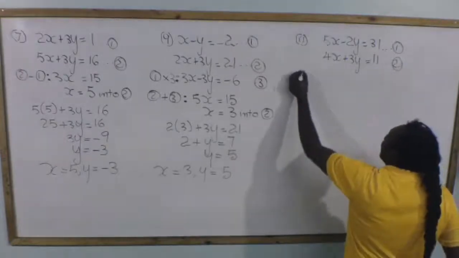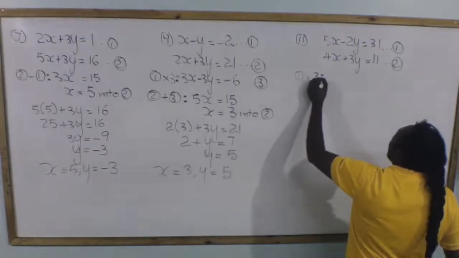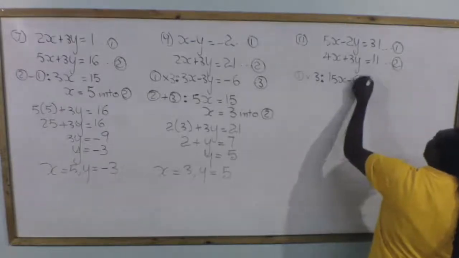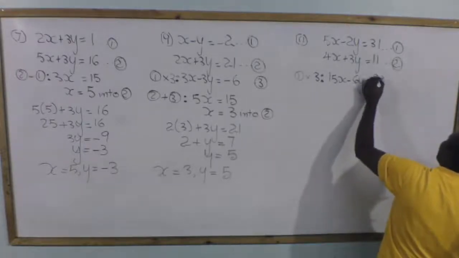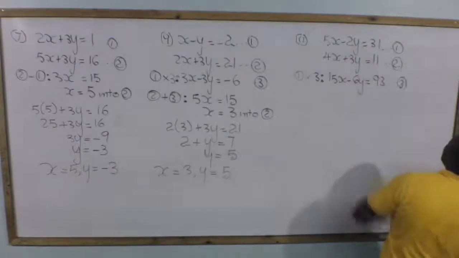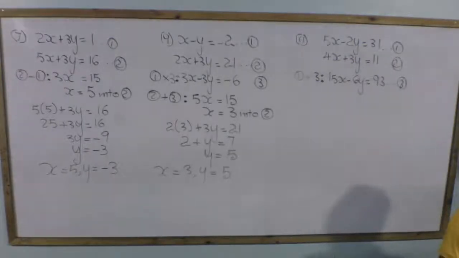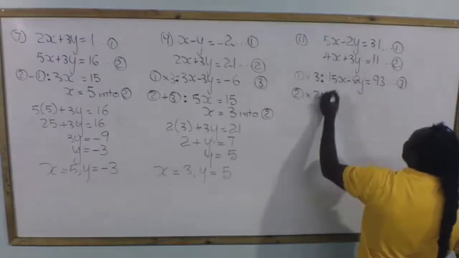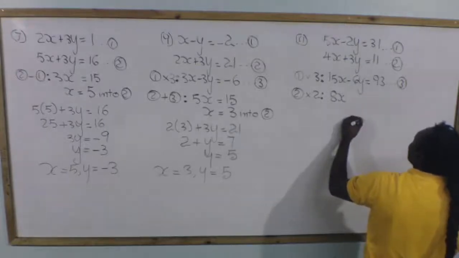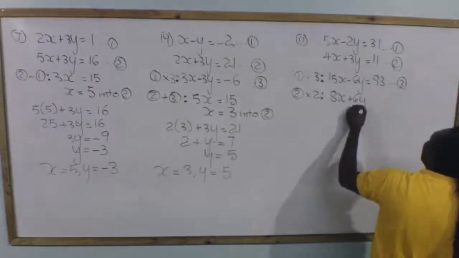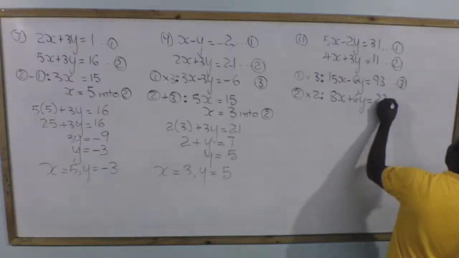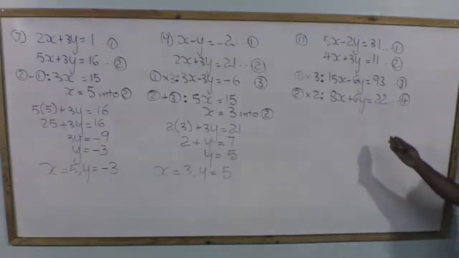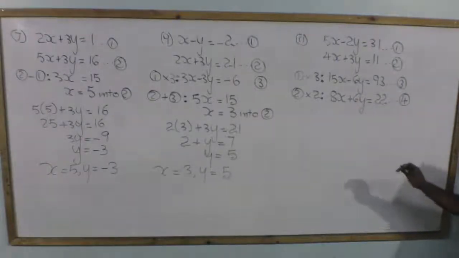So we are going to say equation 1, we are going to multiply that by 3. So we'll get 15x minus 6y is equal to, multiply that by 3, you get 93. And that is equation 3. Then we say equation 2, that we'll multiply by 2, and we'll get 8x plus 6y is equal to 22. And that will be our equation 4. So now that we have additive inverses, there is no doubt as to what to do with the two equations.